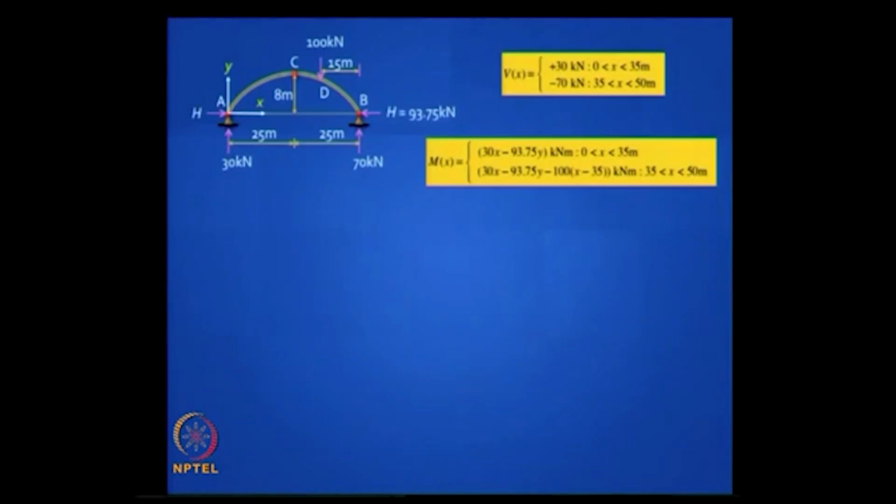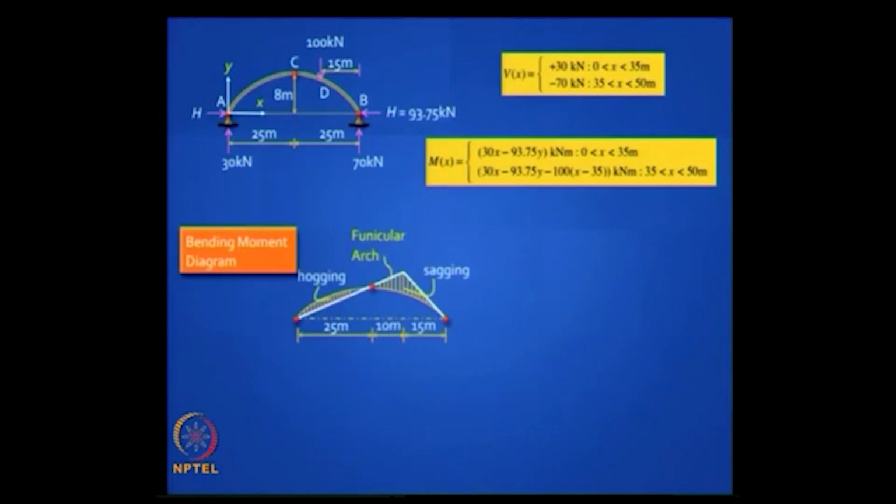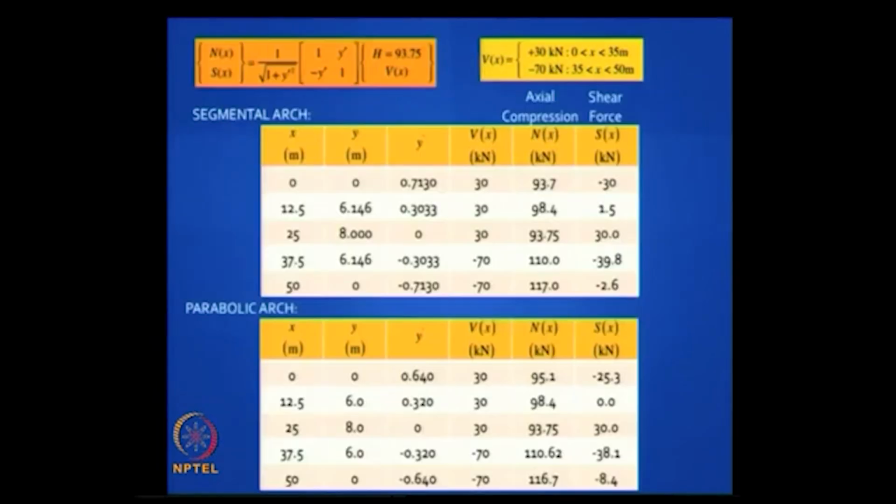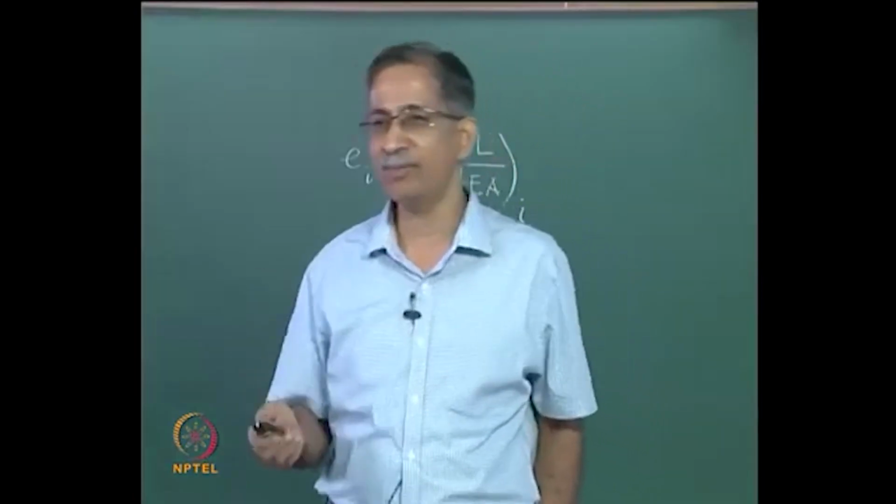You can also invoke Eddy's theorem to draw the shape of the diagram. You can write the expressions for bending moment and shear force, and they will look like this. You can also calculate the axial force based on the shear force, that is, based on V and H, the vertical force and the horizontal thrust. So you will find that there is not too much difference between the segmental arch and the parabolic arch, because the shapes are more or less the same.